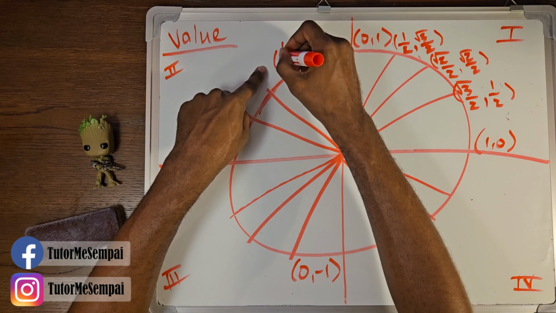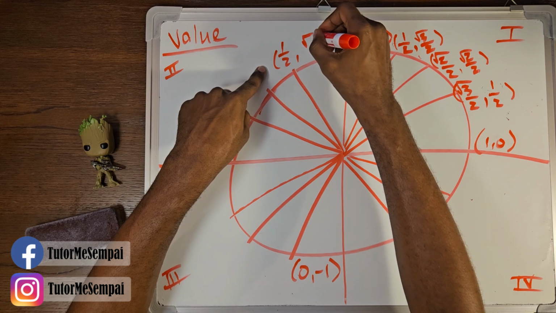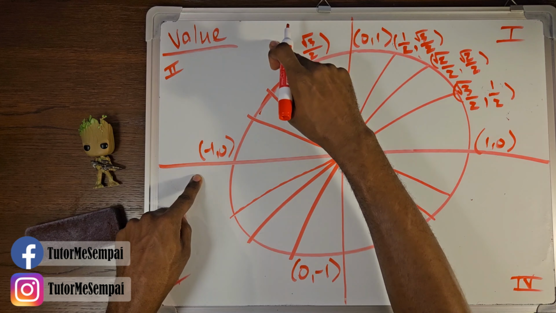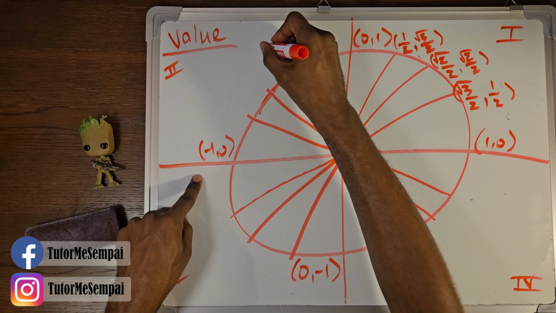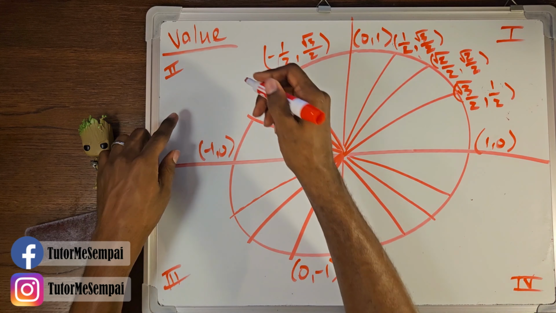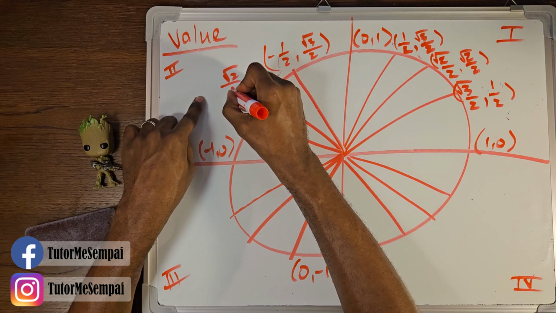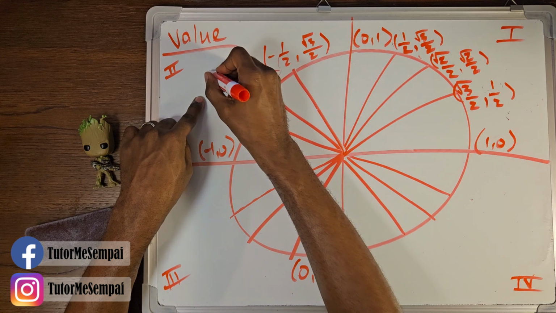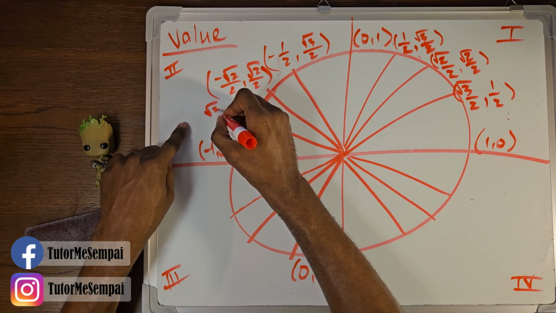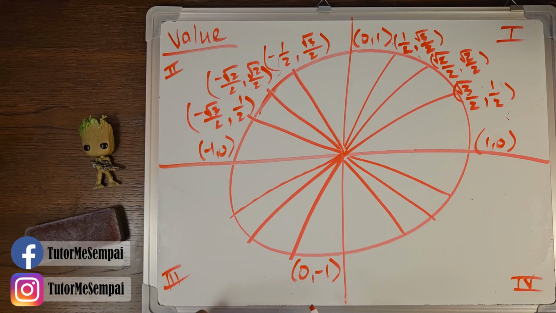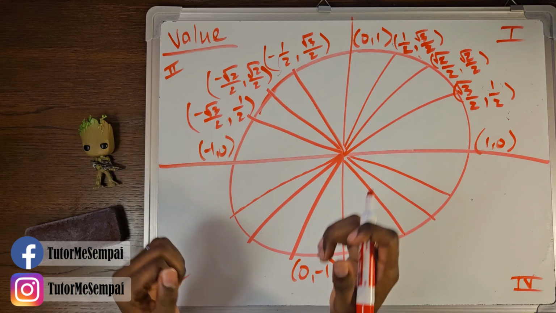So this is going to be a 1/2 and a square root of 3 over 2. Except we know that our x's have to be negative. So this is going to be a negative 1/2. Now we're going to go down. We'll repeat this. We're going to just replicate. So this is going to be square root of 2 over 2, square root of 2 over 2, and this is a negative. Over here, square root of 3 over 2, 1/2, negative. That's all you have to do for this.